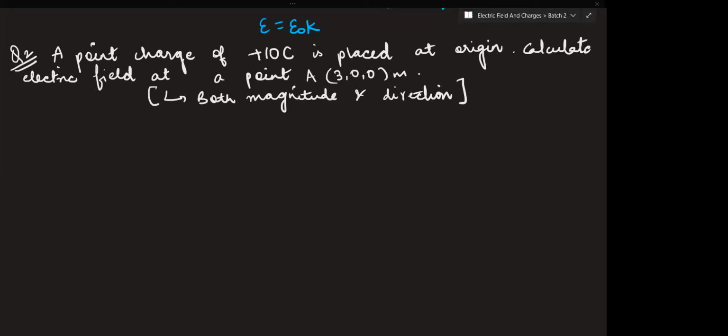For direction, you can use those unit vectors which we have, i cap, j cap, k cap. If anybody gets the answer, then send me.